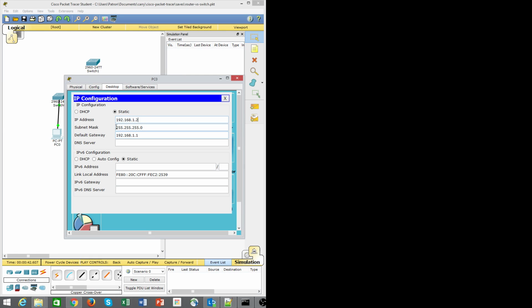If I look at the subnet mask, it tells me that this network is the 192.168.1 network. So since they're in the same network together, it's like they're in the same neighborhood. That means they're neighbors. And the router is the boundary.